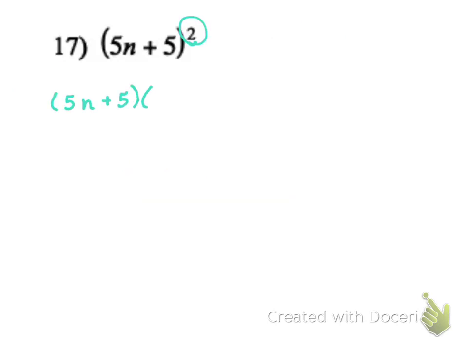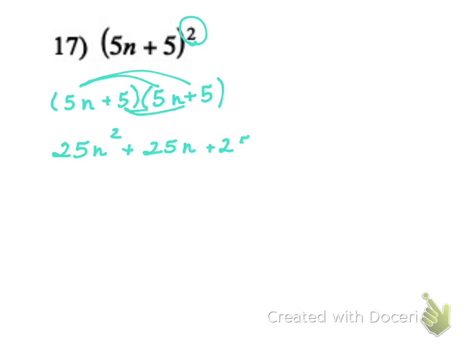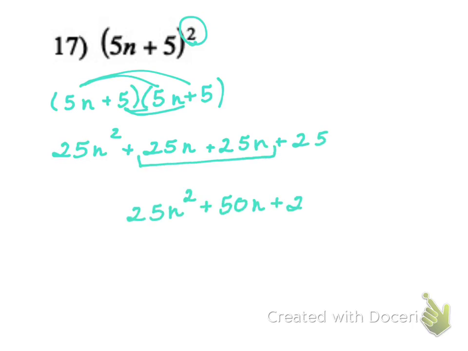Again, I have parentheses squared, so I rewrite it so it's multiplied by itself. Then I distribute 5n to both terms. Then I distribute the 5 and combine like terms, which the only ones in this problem are in the center. So that is my final answer.